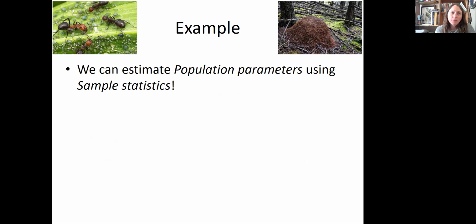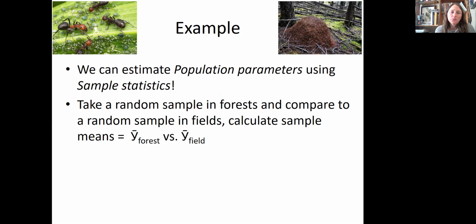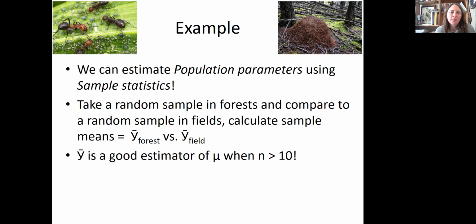Now, we can estimate population parameters using what are called sample statistics. So if we take a random sample in the forest and compare it to a random sample in the field, we can calculate the sample mean, y bar for the forest versus y bar for the field. In this whole statistical lab, you're going to be comparing two means. That's the point of it.